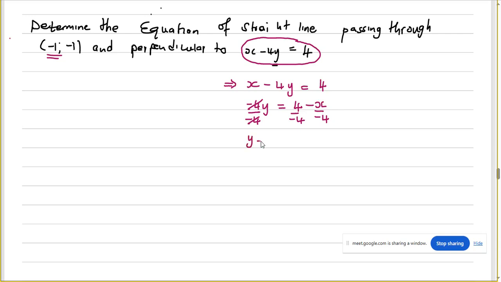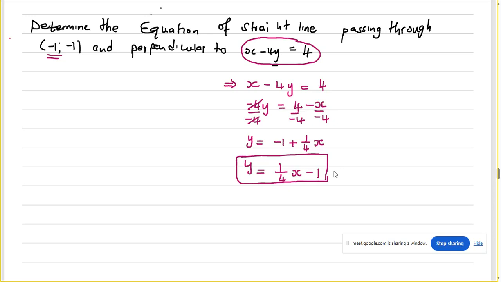This cancels. I'm left with y equals 4 over -4, that's -1. A negative and a negative, that's positive. Therefore, this is just 1 over 4 x. So if I rewrite the equation, the standard form is y equals 1 over 4 x minus 1. Do you understand how I got that one? Do you understand where the 1 over 4 x is coming from?